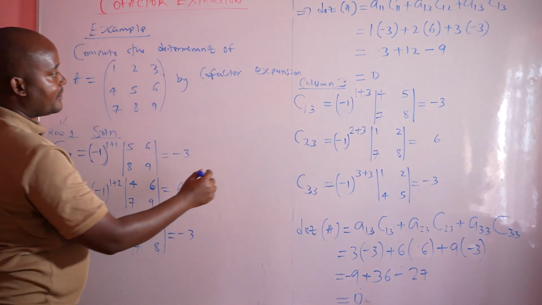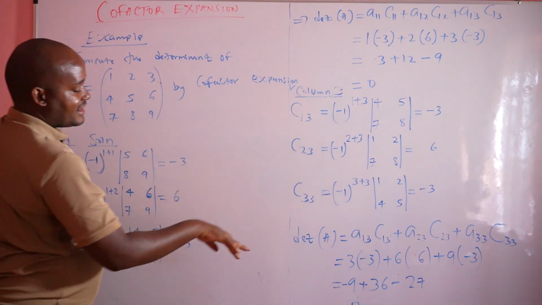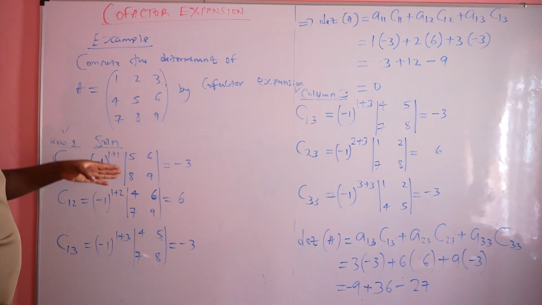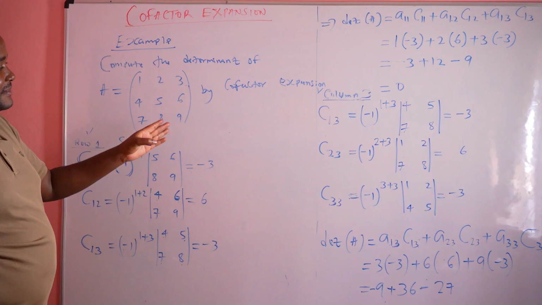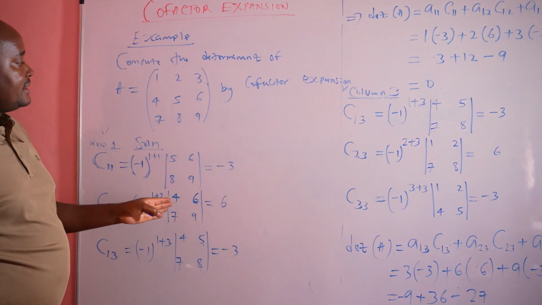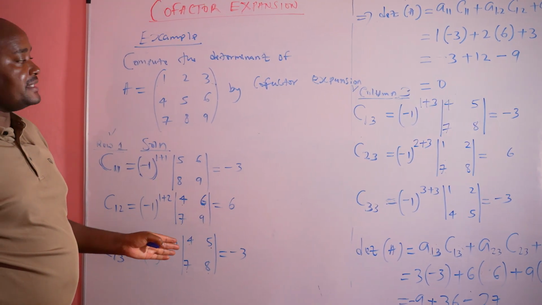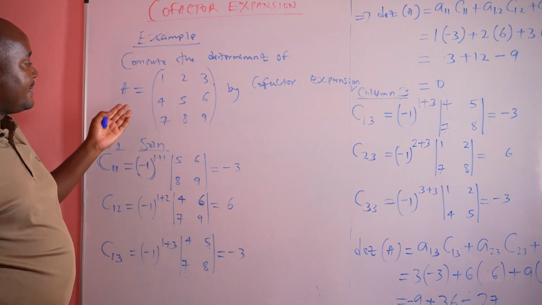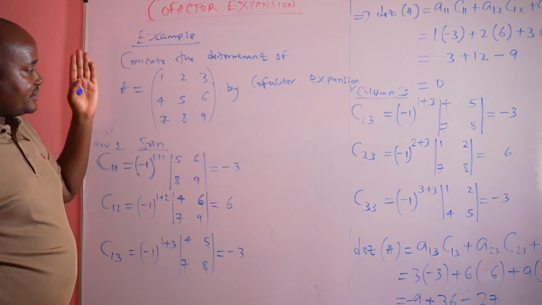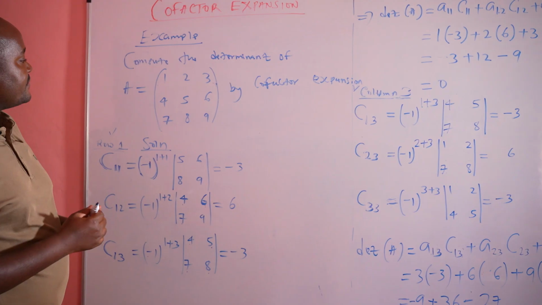You can see row 1 and column 3, they are giving us the same determinant. So this is to justify that should you compute the determinant along any row or column, you should get the same determinant.